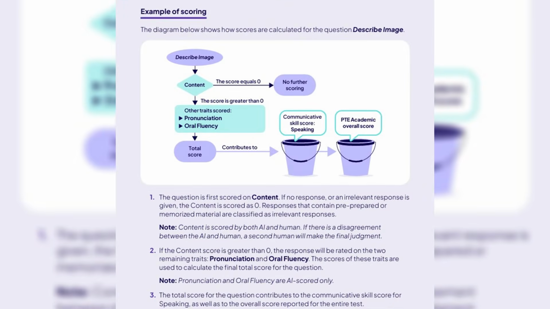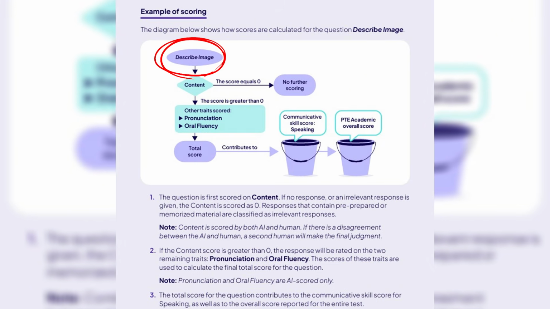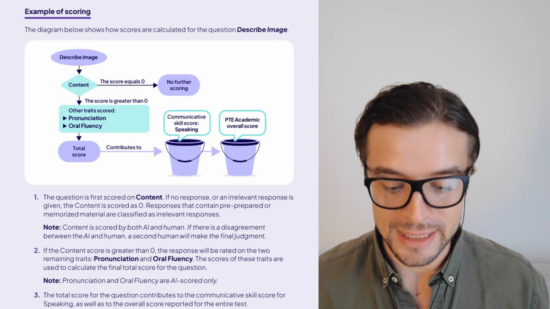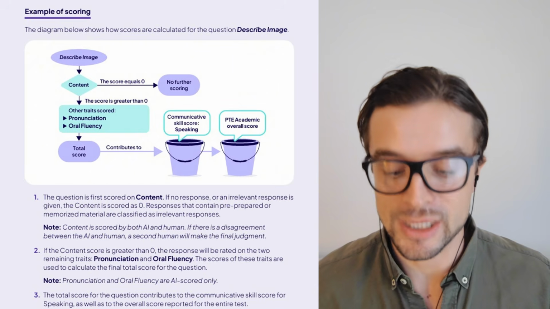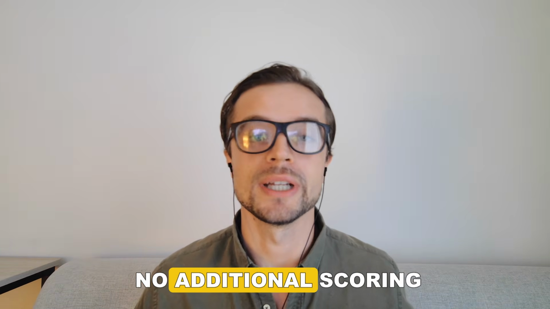So let's have a look at this. If we can see here, this is an example from the PTE Academic Scoring Guide where you can see exactly how the scoring works. So described image is one of those questions that are open to interpretation, meaning different people are going to answer this question differently. So 20 students are going to answer in 20 completely different ways. And the first thing the computer is going to do is actually check if the content of what you're saying is relevant to the picture or not. If not, you're going to get 0. There's going to be no additional scoring.